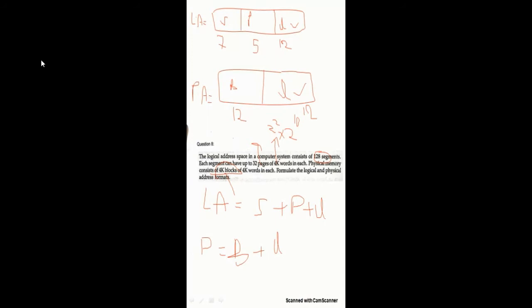Now see, this question is very easy, but the doctor in the examination may give you, for example, the physical address as 12 and 12. In the logical address, he will give you only segment and D. He will not give you P. So you can find it very easily because 7 plus X plus 12 is equal to 24. You can find X as 24 minus these things. You will get 5 as the answer. Okay? So I hope you have understood this problem.